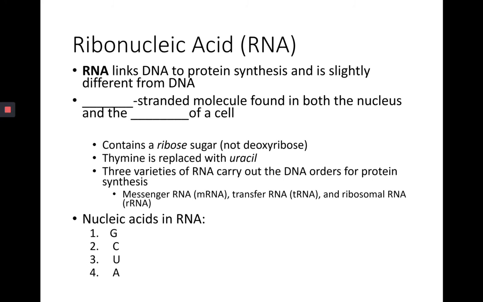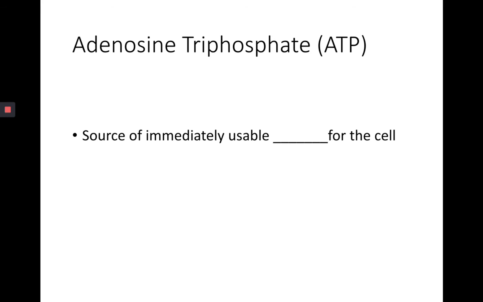There's also 3 different types of RNA, and in Chapter 3 we'll look at them in a lot of detail, but the 3 types of RNA are messenger RNA, abbreviated mRNA, transfer RNA, abbreviated tRNA, and ribosomal RNA, abbreviated rRNA. And they have different functions for the cell, and again we'll talk about them in more detail.